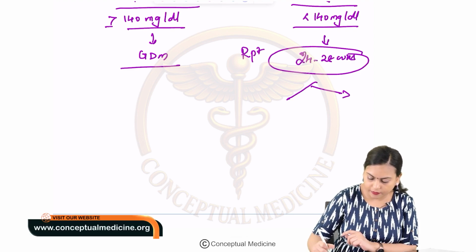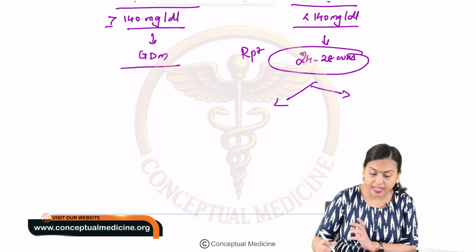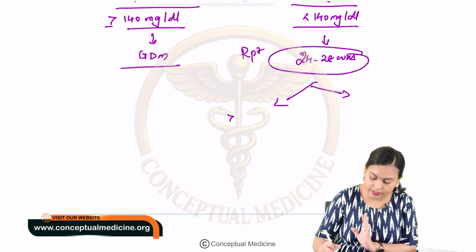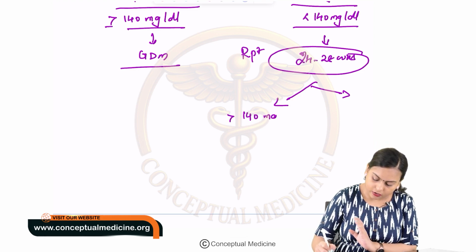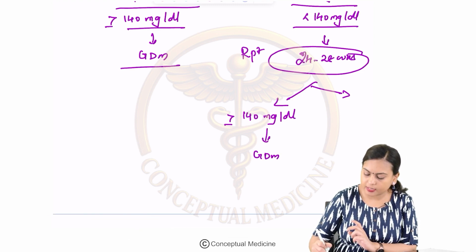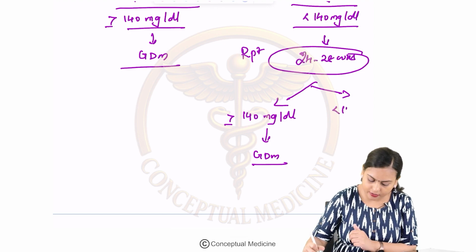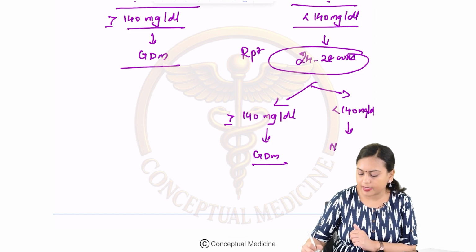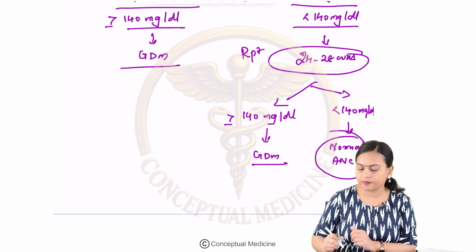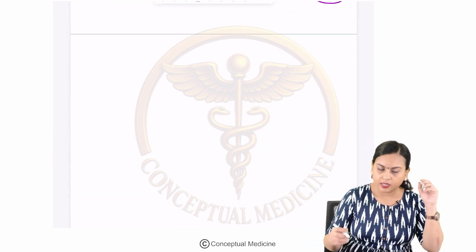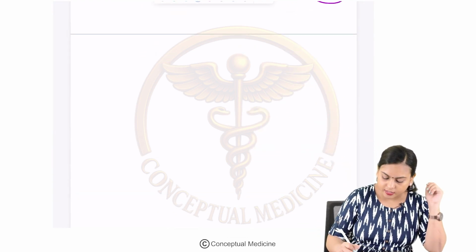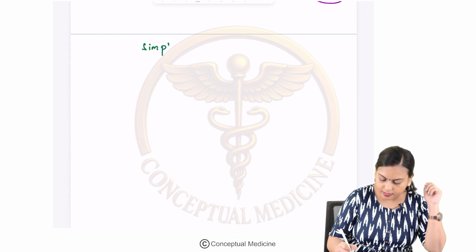In that, if I get a positive value, that is again the 2 hour ranges only, if it is more than or equal to 140 milligram per deciliter, then I will be considering this as GDM at this stage again. Suppose it is less than 140 milligram per deciliter, then this can be managed as a case of normal pregnancy. Clear?